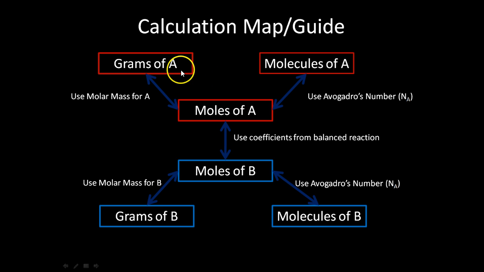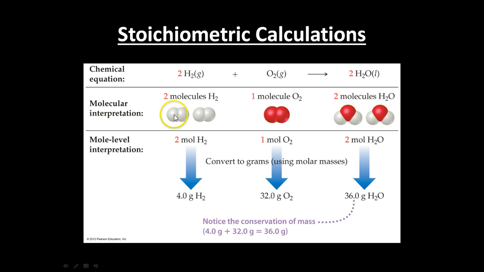So if we have grams of A, in our example grams of hydrogen, and grams of B, so grams of oxygen, we can convert between grams of A and moles of A, but we can't convert between grams of A and moles of B directly. We have to go from grams of A to moles of A and then to moles of B. And going back to the last slide, if we have 2 moles of hydrogen molecules, we need 1 mole of oxygen molecules in order to completely react.